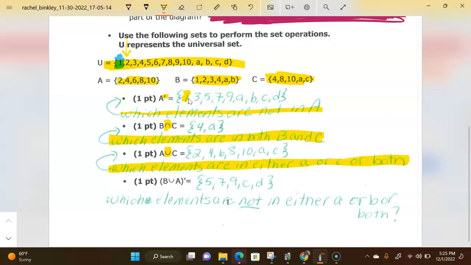Okay. And the last one: which elements are not in either A or B or both? Which elements are not in either A or B or both? And so we can look at 5. So 5 is not in A, and it is also not in B. 7, not in A and not in B. 9, not in C, and D, not.